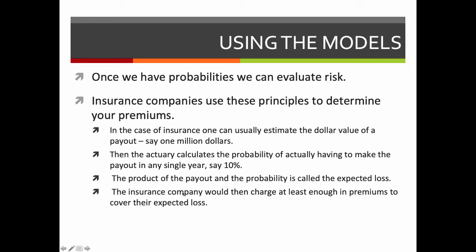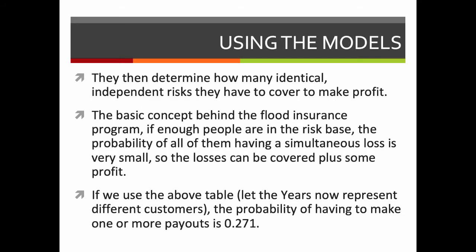The insurance company, if they want to make profit or at least stay in business, would charge at least enough in premiums to cover the expected loss. So the expected loss is not the same as the payout. Because there's only a 10% chance of making that payout, the expected loss is $1/10,000,000, be $100,000. Then they determine how many identical independent risks they have to cover to make a profit.